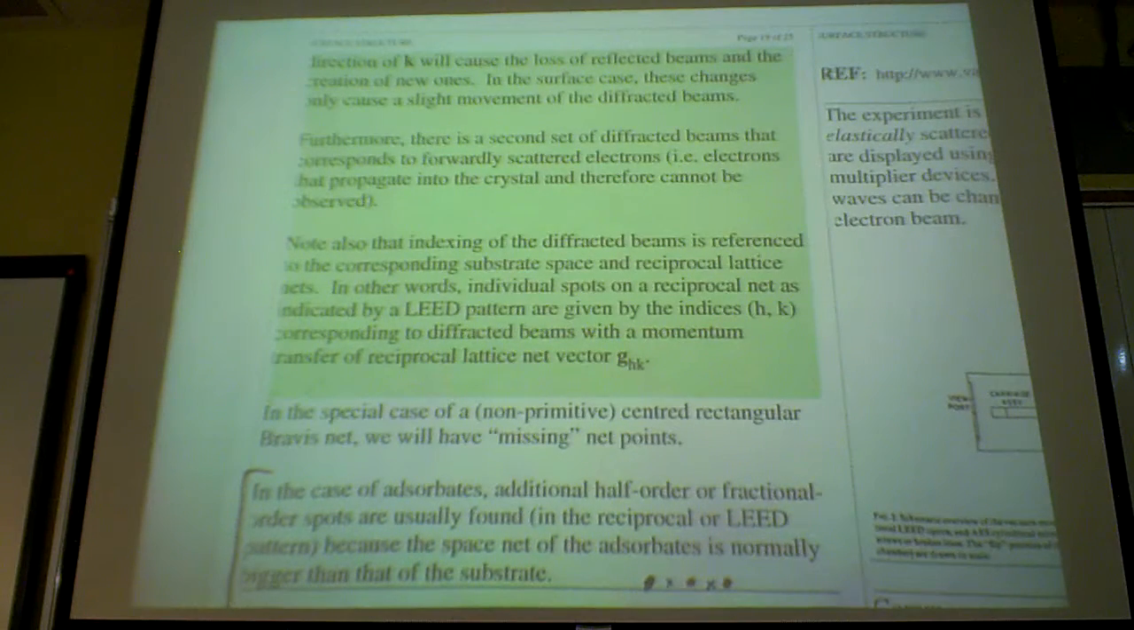And if you see weak diffraction spots, first of all, you always identify the bright diffraction spots. Those will be your integer diffraction spots. Those will be the substrate spots. Those are the bright ones. So you indicate HK: 1,0, 1,1, 2,0, and so forth.